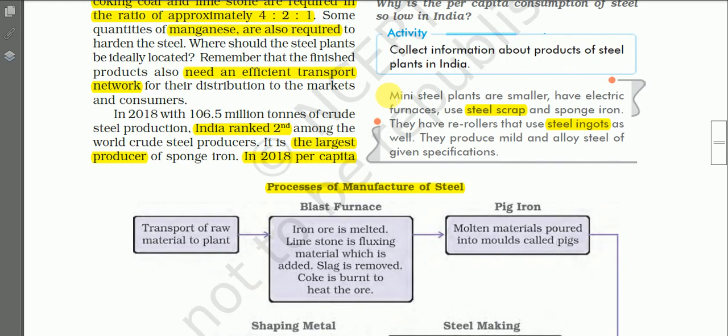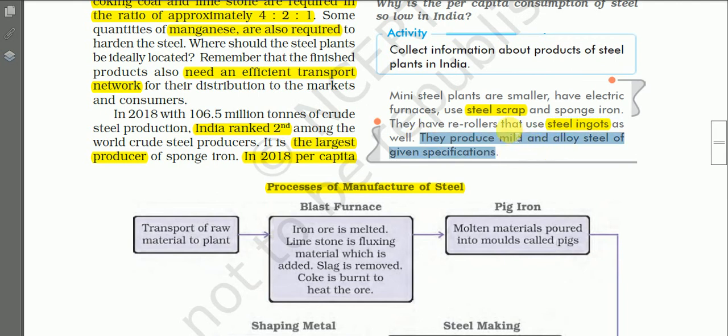And next we have this one. What is a mini steel plant? Mini steel plants are smaller, have electric furnaces, and use steel scrap and sponge iron, and they have re-rollers. They use steel ingots as well, and they produce mild and alloy steel of given specification.